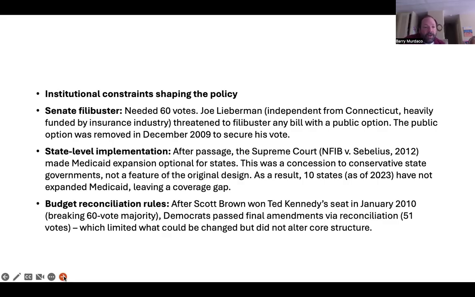After passage, the Supreme Court made Medicaid expansion optional for states. This was a concession to conservative state governments, not a feature of the original design. As a result, 10 states have not expanded Medicaid, leaving a coverage gap. Budget reconciliation rules: after Scott Brown, a Republican, won Ted Kennedy's seat, Ted Kennedy having been a Democrat, Democrats passed final amendments via reconciliation, which does not require 60 votes, but only 51 votes, which limited what could be changed, but did not alter the core structure.